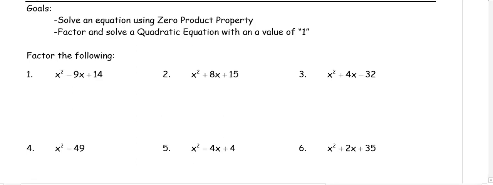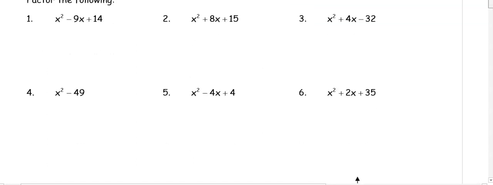This video is about solving the equation using zero product property, which is also called ZPP, and factoring and solving a quadratic formula with a value of 1. So before we get to our new information, we want to review factoring. So we want to factor the following.